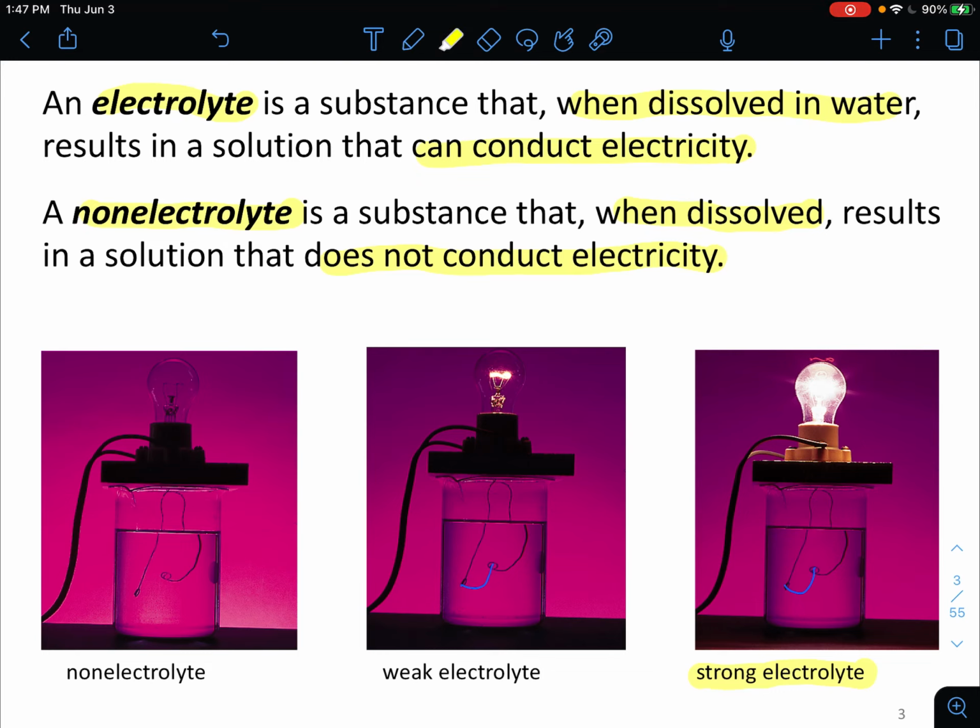These two that are electrolytes, one is weak and one is strong, we'll talk about that in a little bit later, you can see the light bulb lights up to varying degrees. But on the far left, this non-electrolyte, it doesn't light up. And what that means is that we aren't getting electrons to travel from one end of the wire to the other through this solution, therefore the bulb is not lighting up.